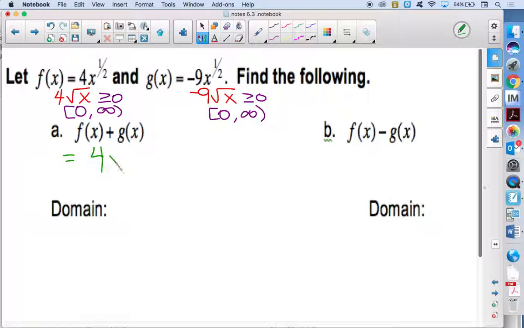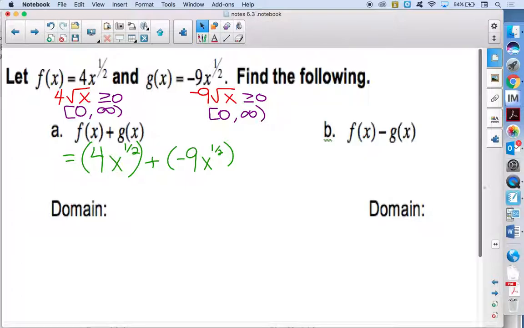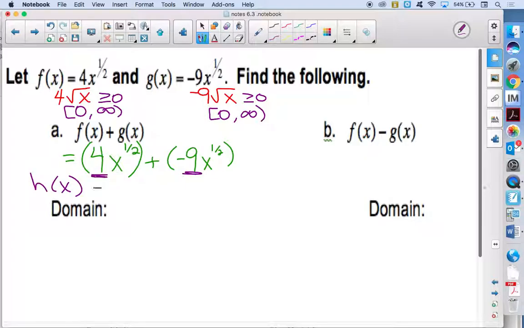So we've got 4x to the 1/2 and negative 9x to the 1/2. Those would be our two functions. Can you add these together? Yeah. Why can you add them together, Sarah? Because they have the same power. So both x's have the same power. They're like terms. What are you actually adding together, Sarah? The 4 and the negative 9, so that makes negative 5 and then x to the 1/2.